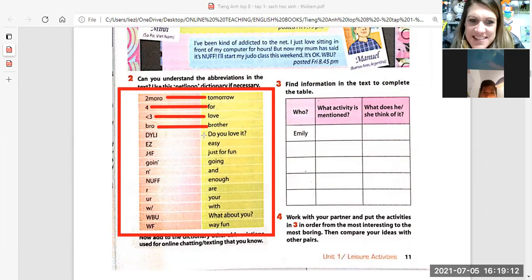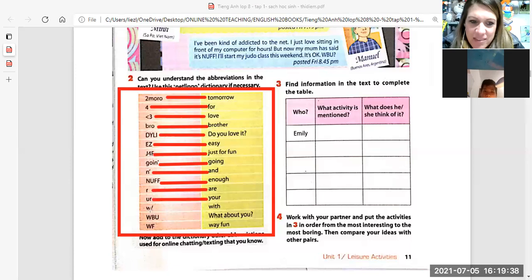Do you love it? Yes. Easy. Just for fun. Enough. Now these are slang. Not really abbreviations. It's slang. What about you? Way fun. Okay.